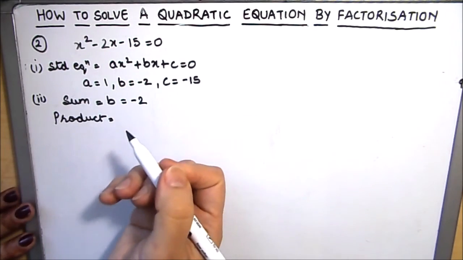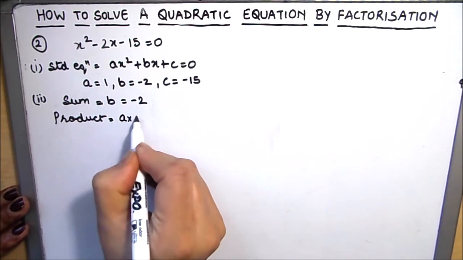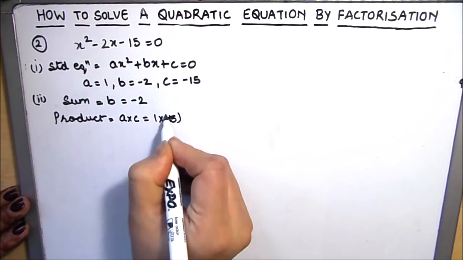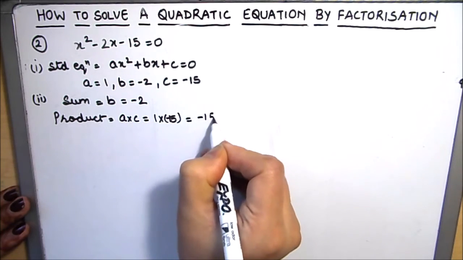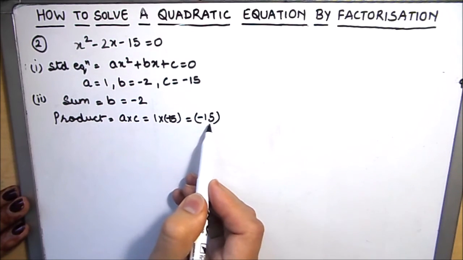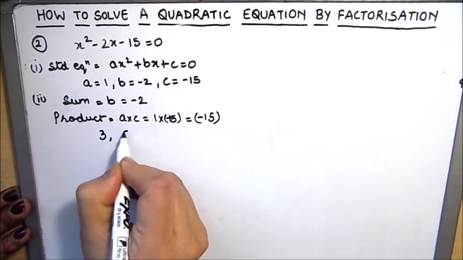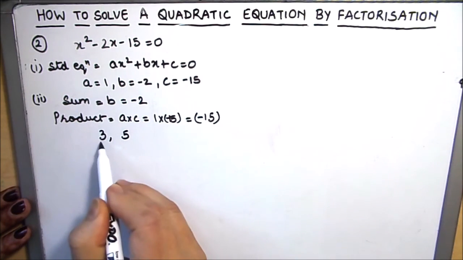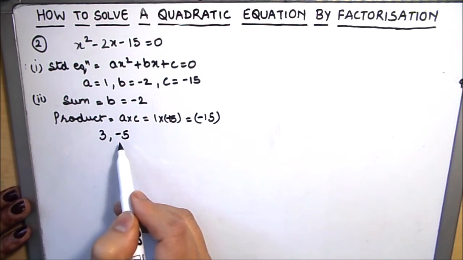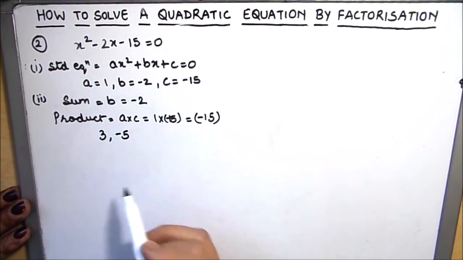The second step is to find two numbers whose sum is minus 2 and whose product is a times c, which is 1 times minus 15, which is minus 15. So we need two numbers such that their sum is minus 2 and their product is minus 15. I think the two numbers are 3 and 5, because 3 times 5 is 15 and 5 minus 3 is 2. But we need minus 2, so we'll take 5 as negative, because we need negative 2 as the sum and negative 15 as the product.